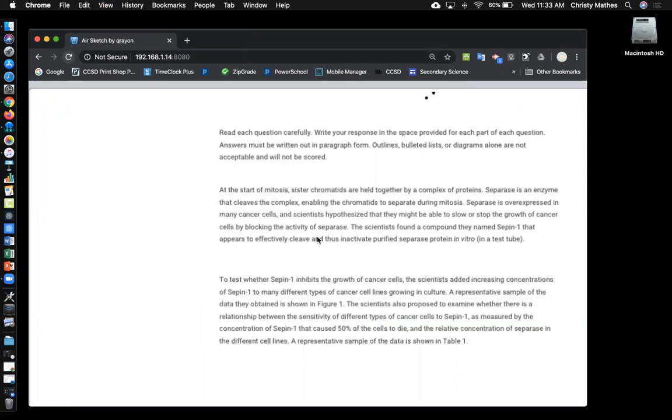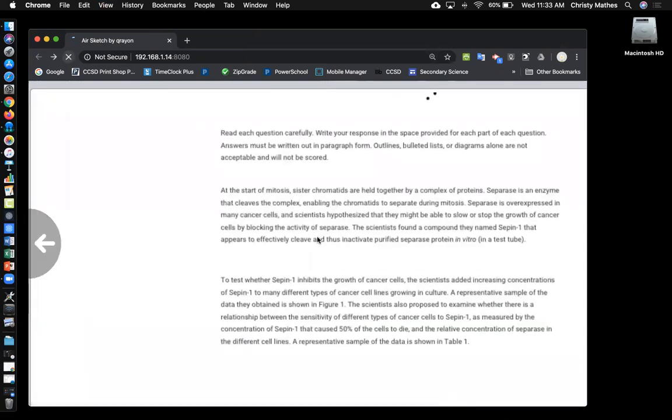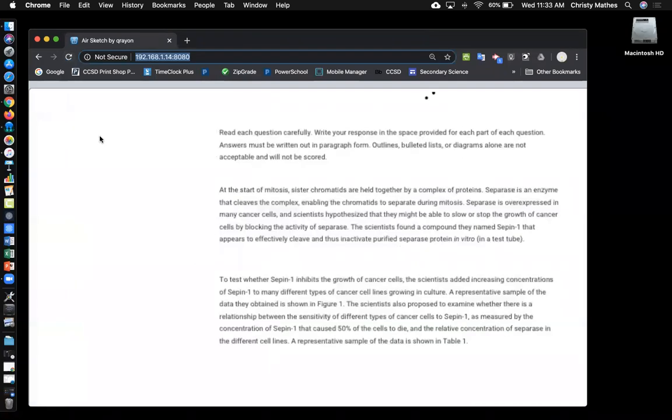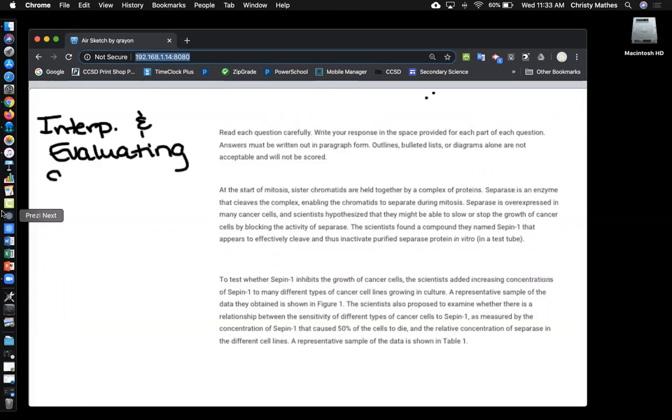First things first, let's stay on the correct screen. Let's go through what this type of question is actually going to be. First of all, this is what they are referring to as interpreting and evaluating experimental results.